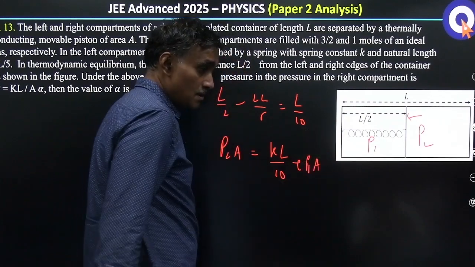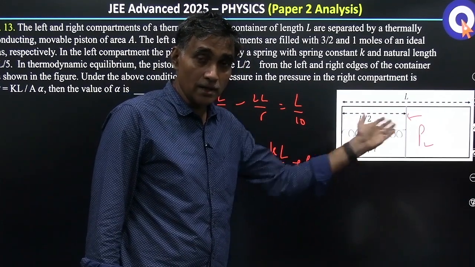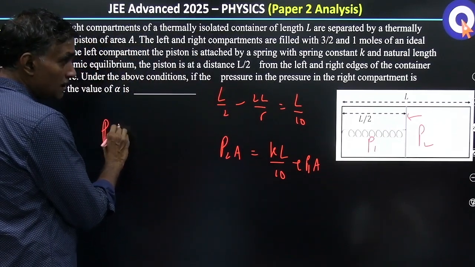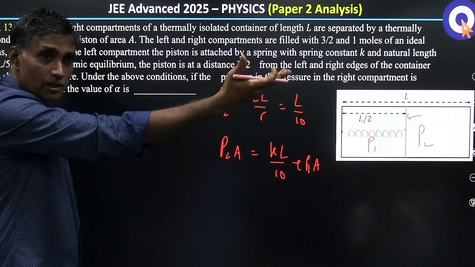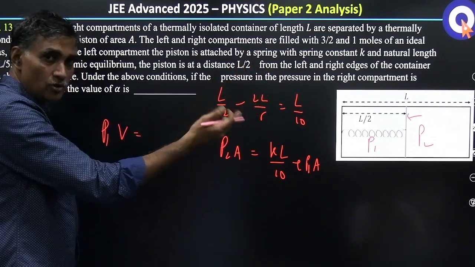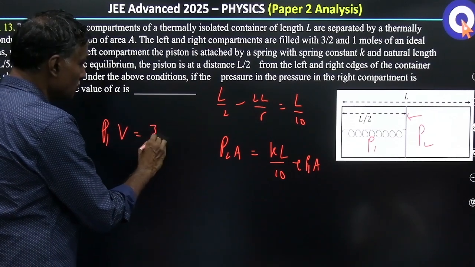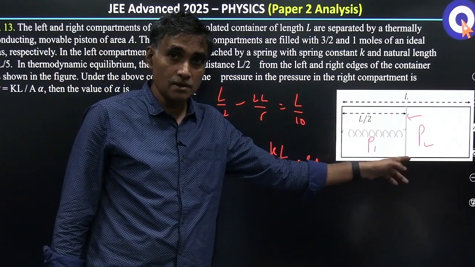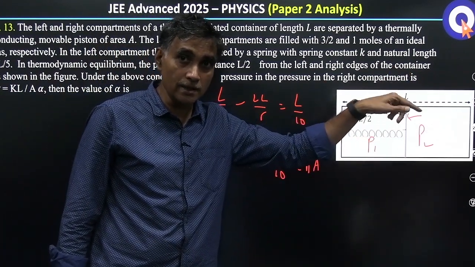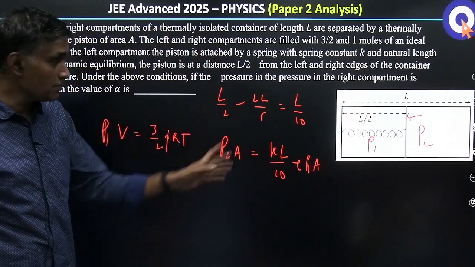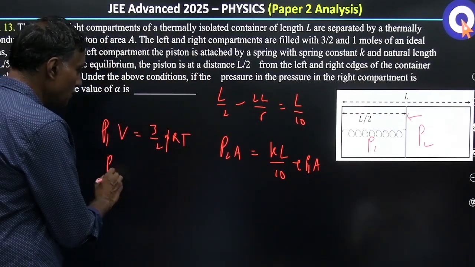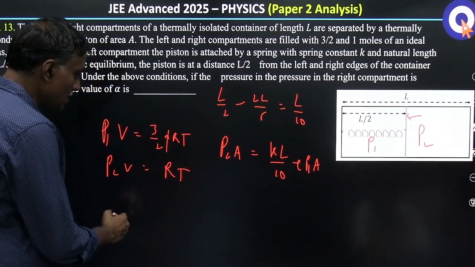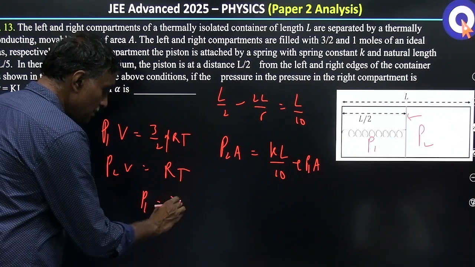This is the first equation. The second equation is the ideal gas equation for the left chamber and right chamber. For the left chamber, the pressure is P1. So P1 into volume V, this length is L by 2, that length is L by 2, so the volume is the same. P1 into V, which is L by 2 into A, equal to the number of moles 3 by 2 into RT. T is the same because it is a conducting piston. The vessel is adiabatic, non-conducting, but the piston is conducting, so the temperature in both chambers has to be the same. Similarly, P2 into V equals number of moles 1 into RT. If I divide these two, I will get P1 by P2 is 3 by 2. So P1 is 3 P2 by 2.